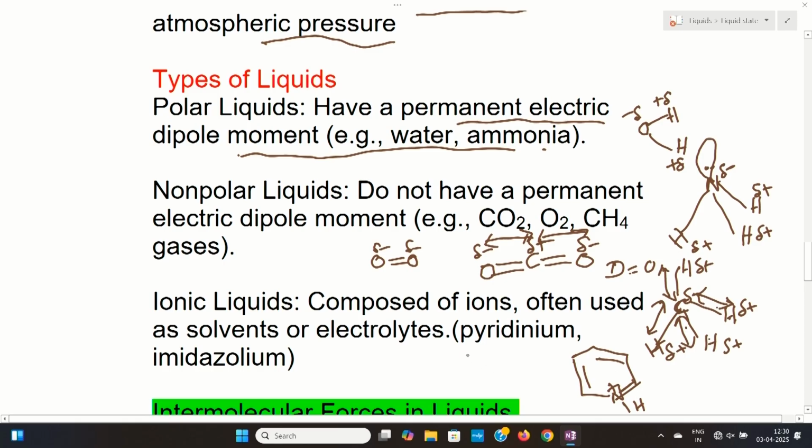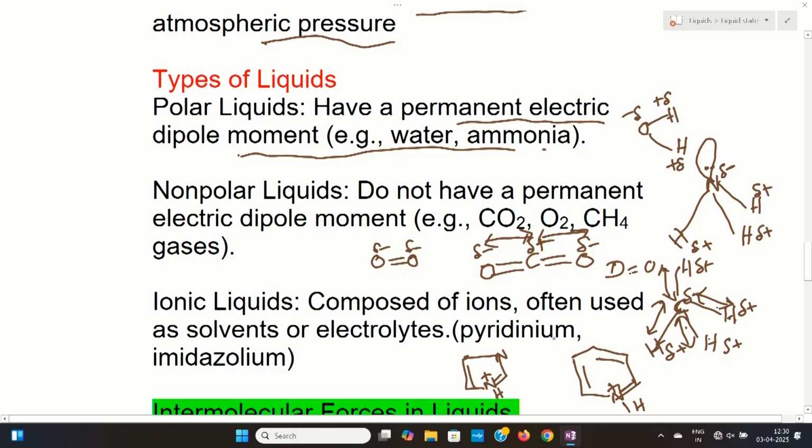And imidazolium. So, this is the imidazolium. Here also they are NH plus ions. So, pyridinium and imidazolium are some of the examples of ionic liquids. So, here we saw the different types of liquids: polar liquids, non-polar liquids and ionic liquids.